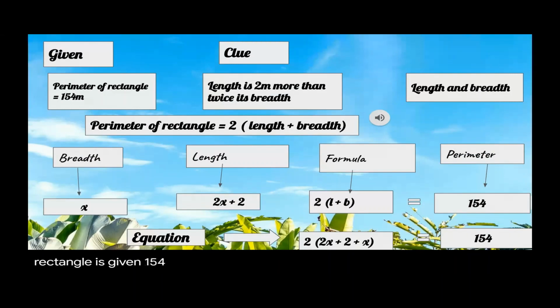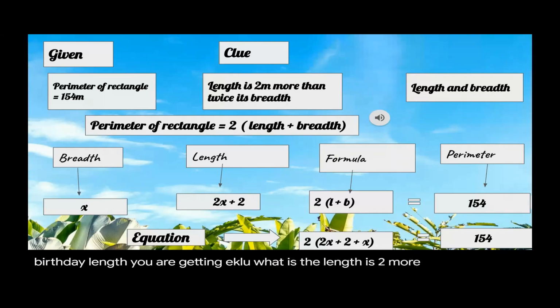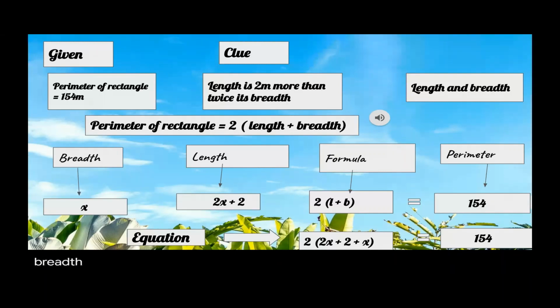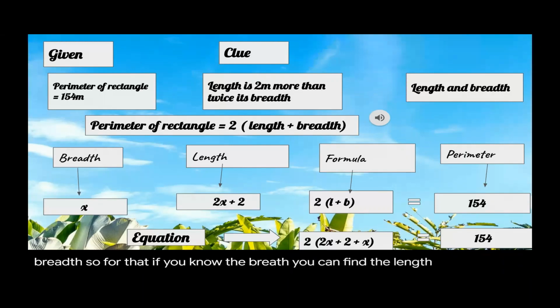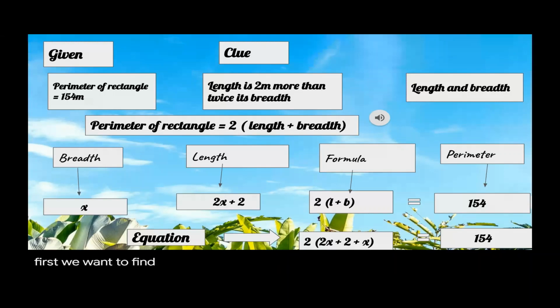Now for finding the perimeter, we should know the length and breadth. Both are not given, but for length you are getting a clue, isn't it? What is that? Length is 2 meters more than twice its breadth. So if you know the breadth, you can find the length. First we want to find the breadth, then we can find the length. So breadth is our unknown value. No clues are there, so we can take breadth as x.